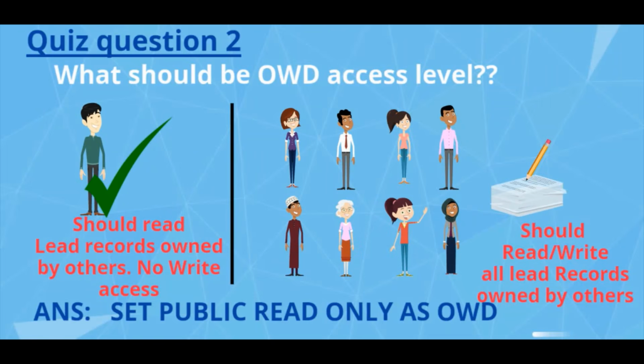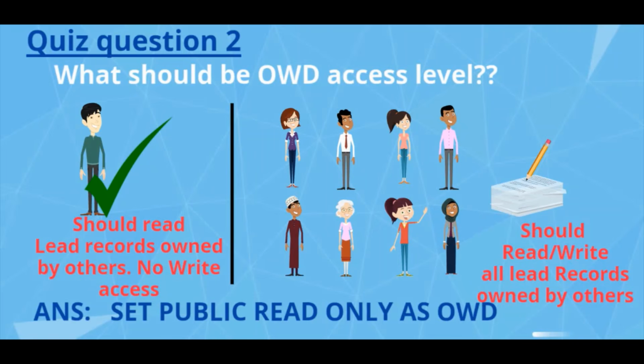Why? The first step says we need to find out the user who needs less access. In this scenario, the first user needs only read access. That's the reason we selected our first user. And step 2 says we need to match his access with our OWD access level. He says read only on the records that he doesn't own, and our OWD has the public read only option to match his access level. That is the reason we have selected public read only.